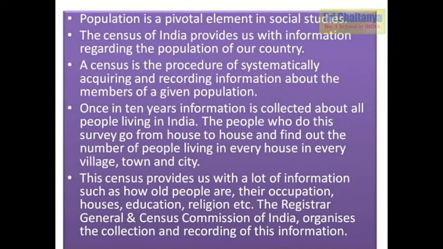Population is a pivotal element in social studies. The Census of India provides us with information regarding the population of our country. Census is the procedure of systematically acquiring and recording information about the members of a given population. Once in 10 years, information is collected about all people living in India.